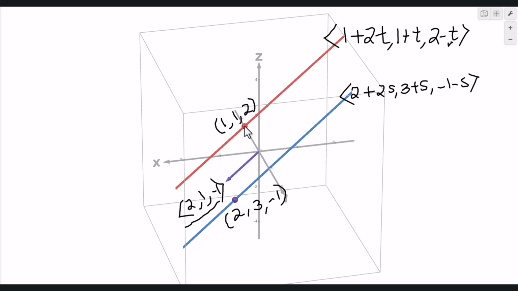Now if we connect these 2 points, we will get a vector. It can be written using the coordinates of these 2 points, this as the initial and this as the terminal, by taking 2 minus 1, that is 1, 3 minus 1, that is 2, and negative 1 minus 2, that is negative 3. So this vector with the components (1, 2, -3) is contained in the plane that contains the 2 lines.